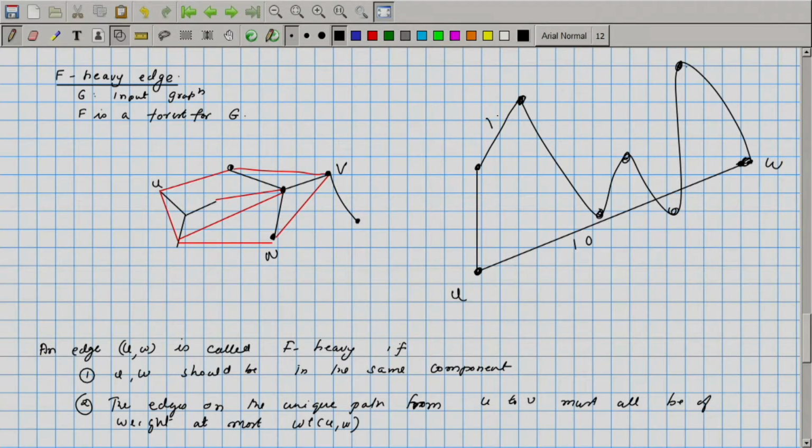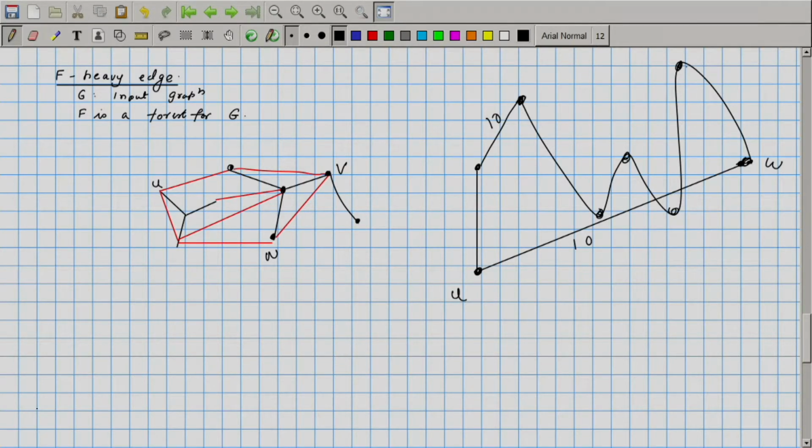Okay. So, if this edge is of 10, okay, if these were the weights, then this is not an F heavy edge, because every weight is at most 10. So, how do we determine if a particular edge is a F heavy edge?